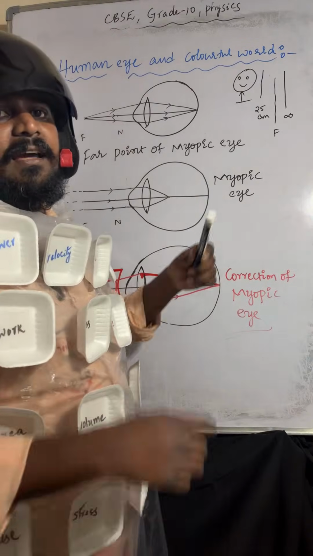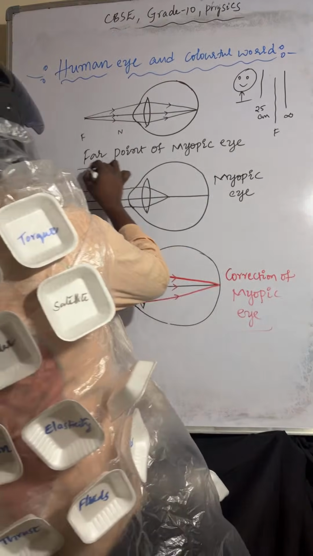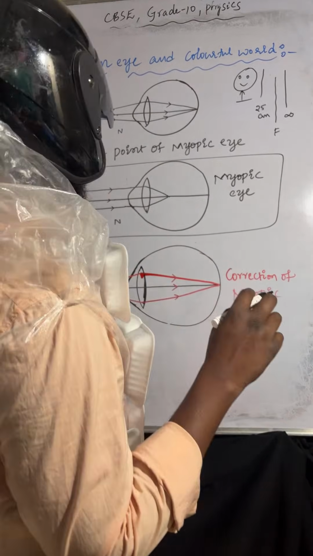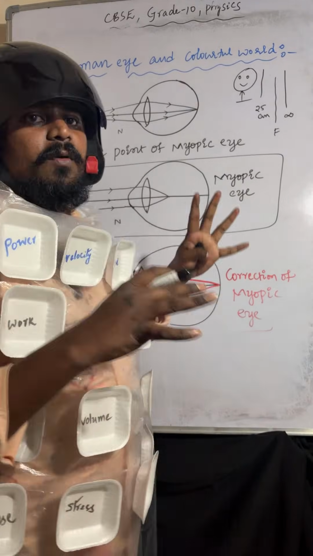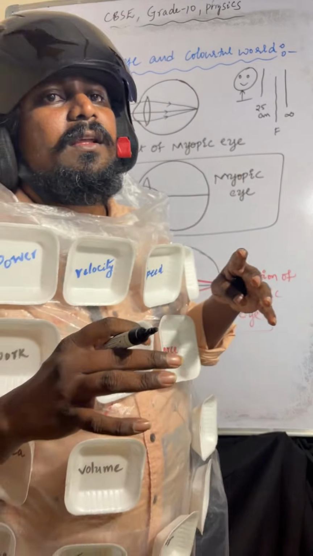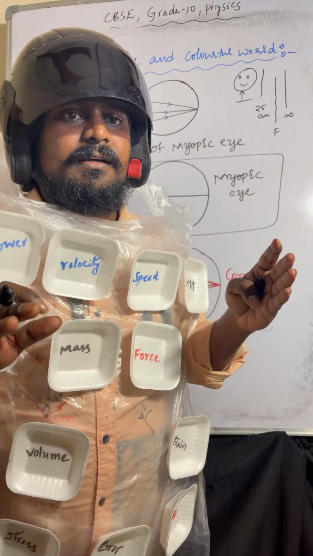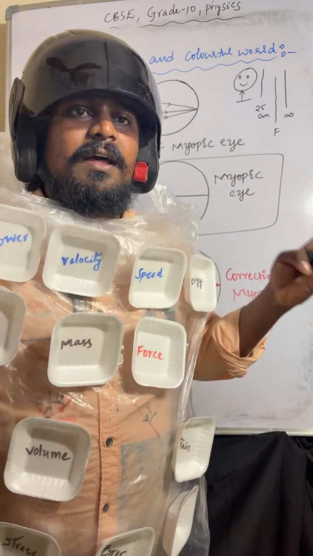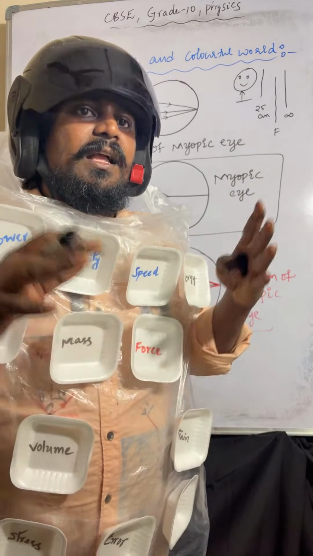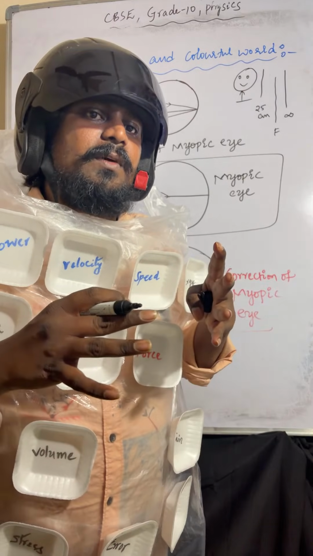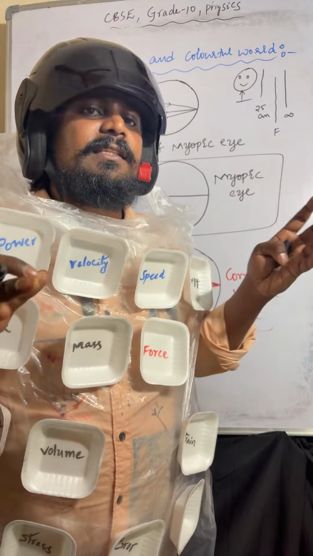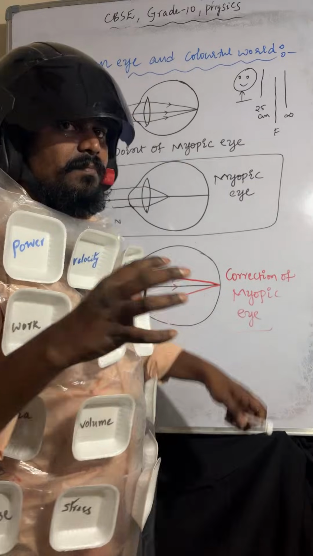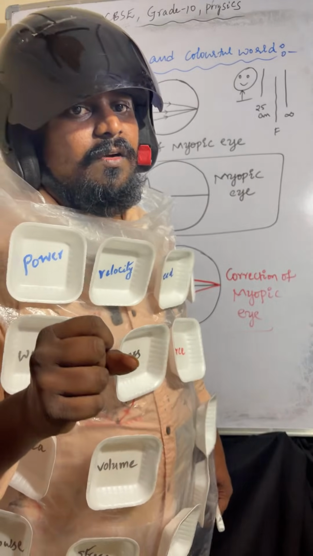If you observe this diagram, we can understand. Eyeball is too long, focal length is too small. So what are the causes of myopia? Eyeball is too long, focal length is too small. Understood? So that is about the causes of the myopic eye. I hope it is very clear.